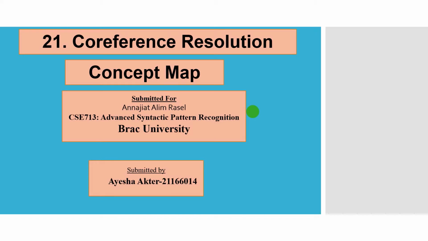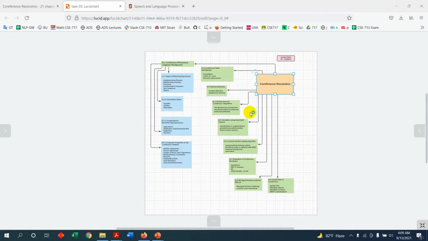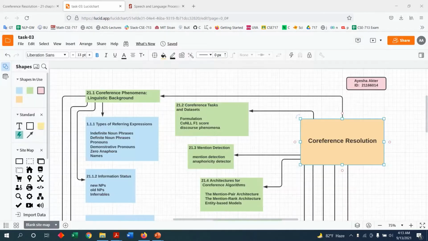Let's start. The concept map that I had designed with the help of the Lucidchart website. Here is my concept map about the Coreference Resolution chapter, and now I will explain part by part. First, we have to know about the definition of Coreference Resolution. It is the task of finding all expressions that refer to the same entity in a text.